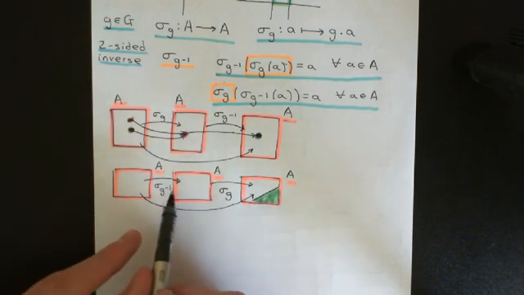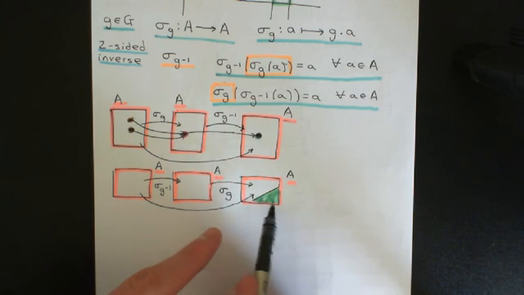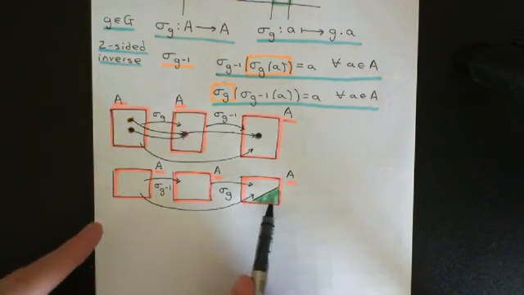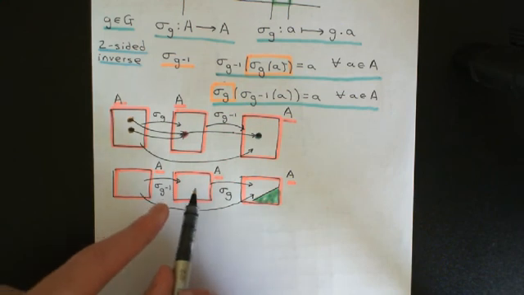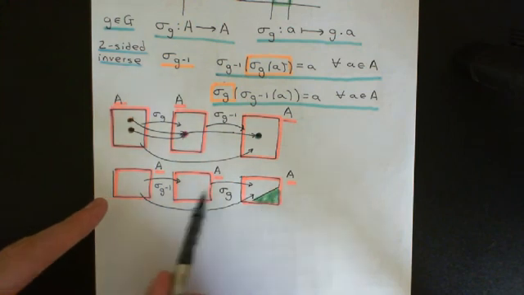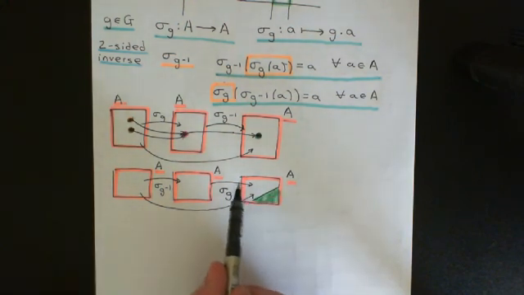Because sigma of g maps every single element in this middle set A here onto elements in A, and if it doesn't map anything onto this green portion, then how can the composite of these two ever map anything onto the green portion? Because this is only going to map things into here, and this mapping then is only going to map things into here. So the composite therefore is only going to end up mapping things into this portion as well.